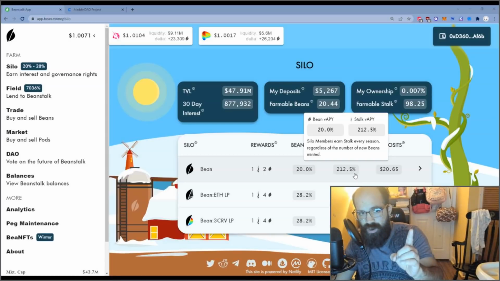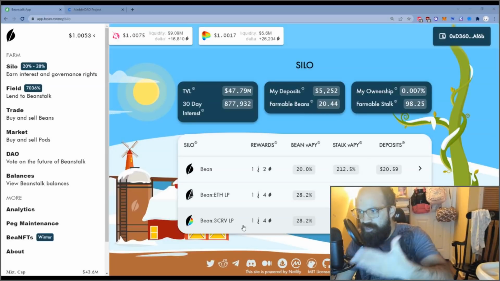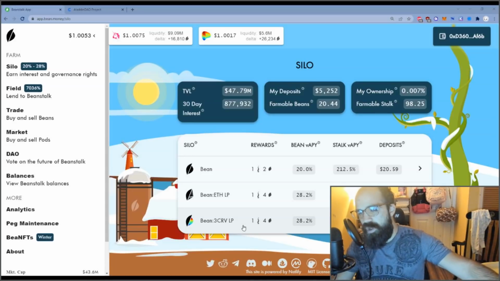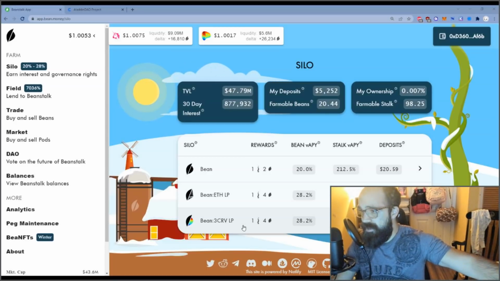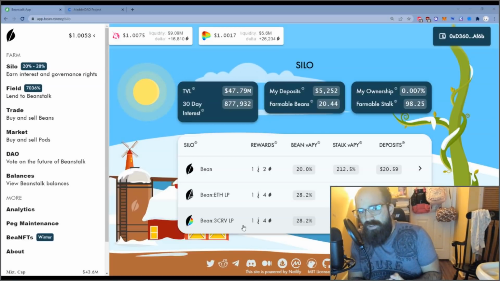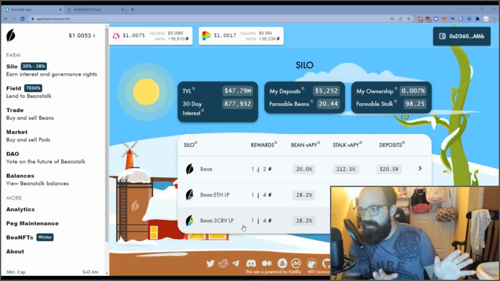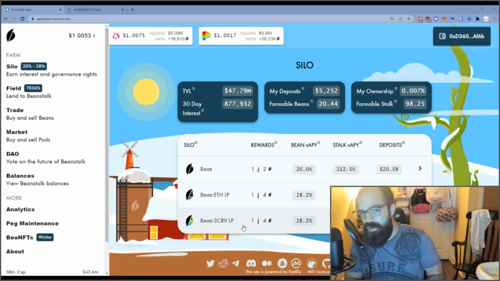However, and this is the big however and sort of the big point of this protocol, in my opinion, when you exit your position on Bean ETH LP or Bean 3 Curve LP, you lose all of your stock and all of your seeds. You lose all of it, right? Stock is not a tradable ERC20 asset. So all of that stock accumulated through this APY, gone. And if you re-enter your position, nothing, right? So this highly incentivizes holding long term.